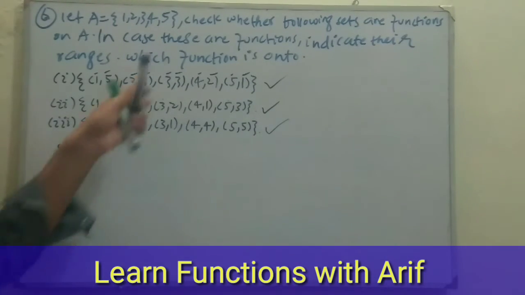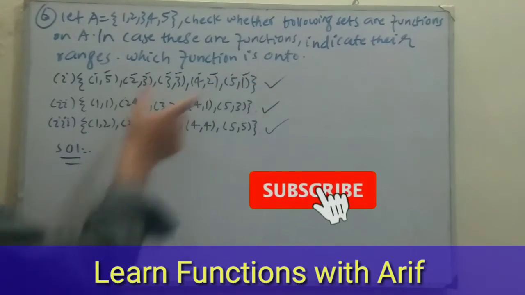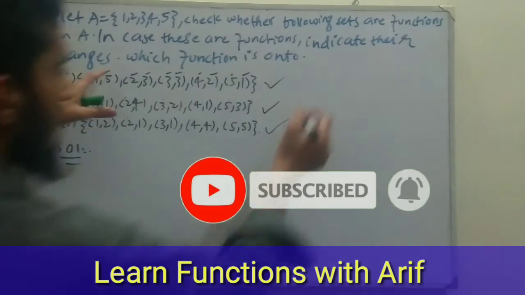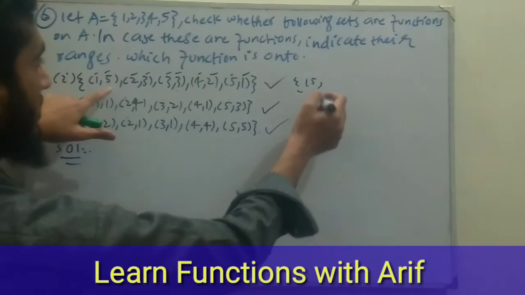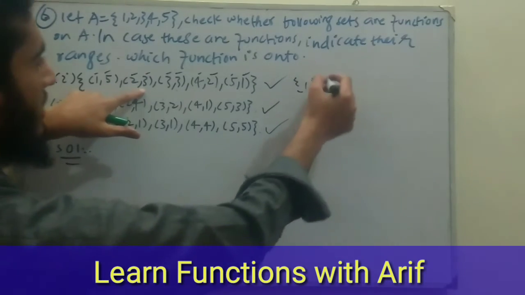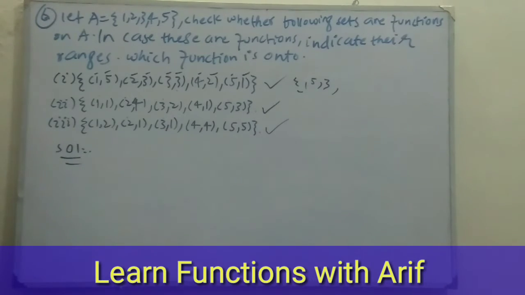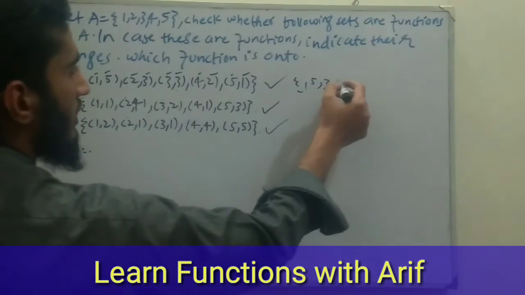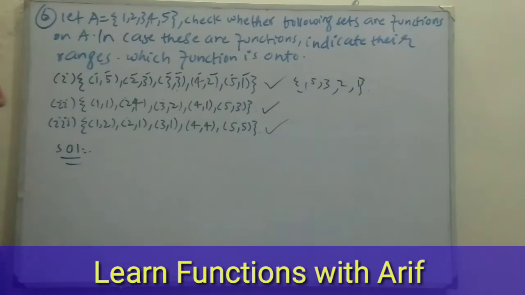Now, in case these are functions, indicate their ranges. So the range of the first relation is 5, 3, 3, 2, 1. There is no repetition in a set, so we will take just a single 3. So the range is 5, 3, 2, and after this 1. The y elements are actually our range.